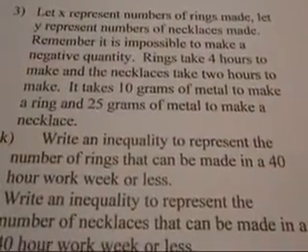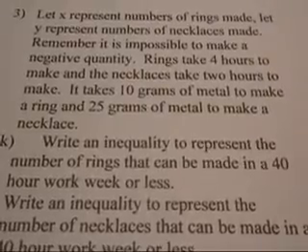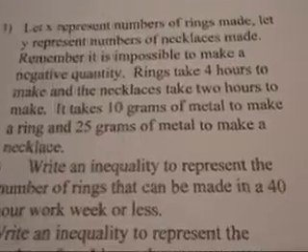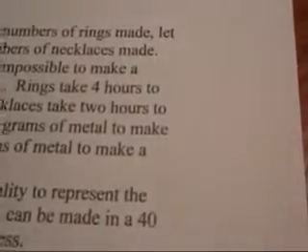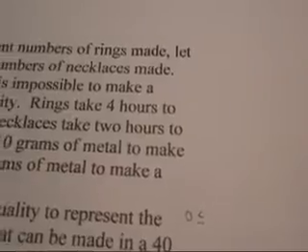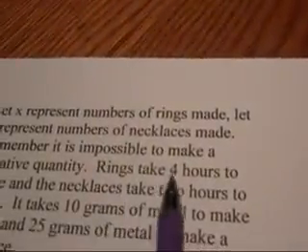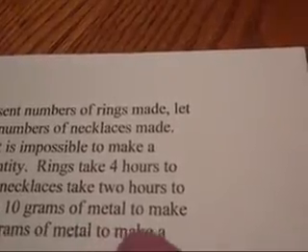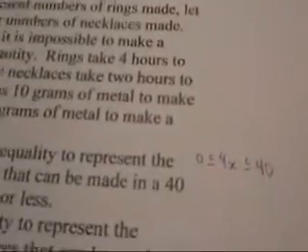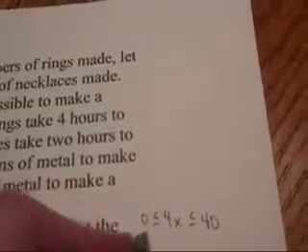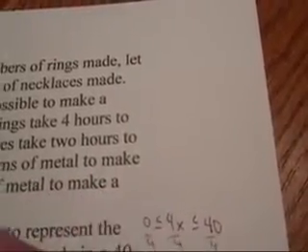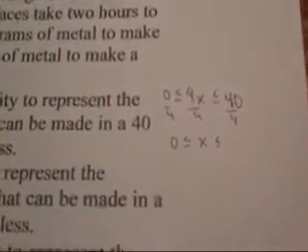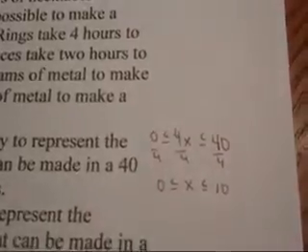The first thing we need to do is write an inequality to represent the number of rings that can be made in a 40-hour work week or less. Well, let's see. We can't make a negative number of rings, so 0 is less than or equal to x. It takes 4 hours to make a ring, so 4x is less than or equal to 40 hours. Divide everything by 4. And apparently, I could make as few as no rings, or as many as 10.